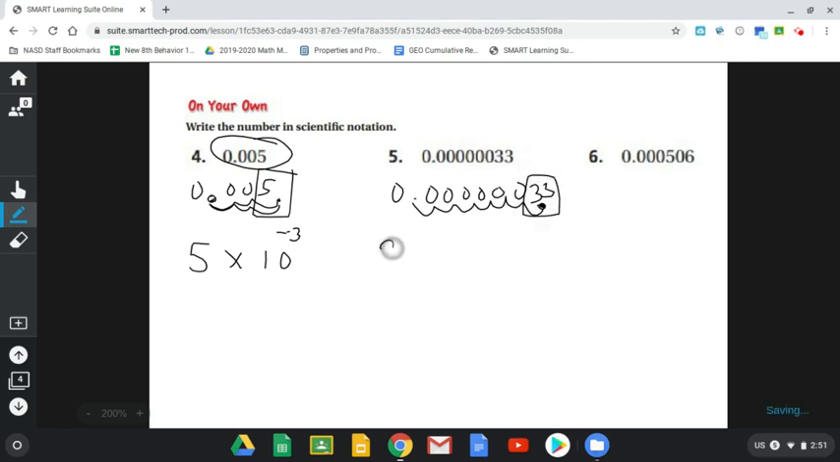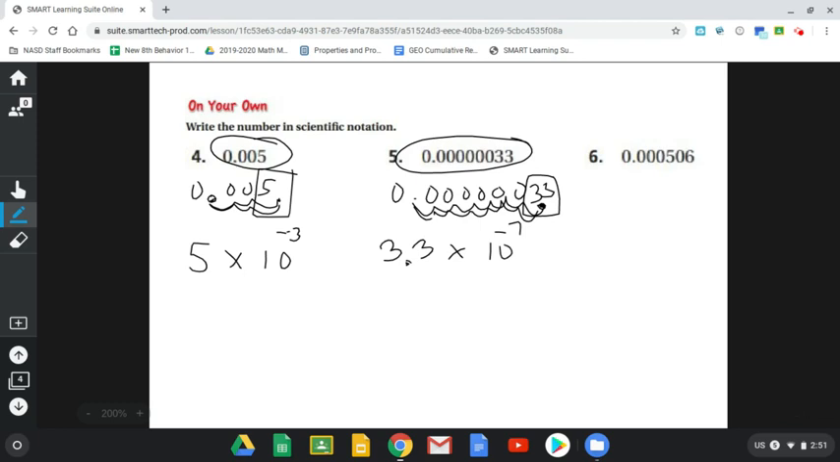So I'm going to rewrite 3.3, okay, times our base 10 factor. And I move the decimal 1, 2, 3, 4, 5, 6, 7 places to the right. So my exponent is a 7. And since I started out with a really small number, it should be a negative exponent. So it's negative 7. All right.